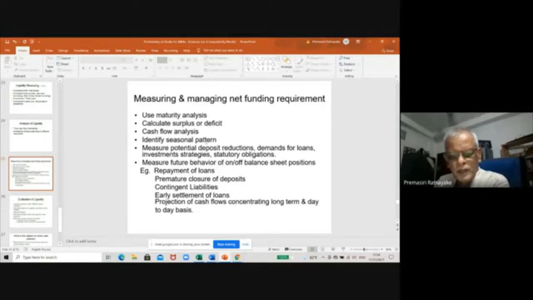Measure future behavior of on and off balance sheet positions. Example, repayment of loans, premature closure of deposits, contingent liabilities, early settlement of loans, projection of cash flows concentrating on long-term and day-to-day basis.